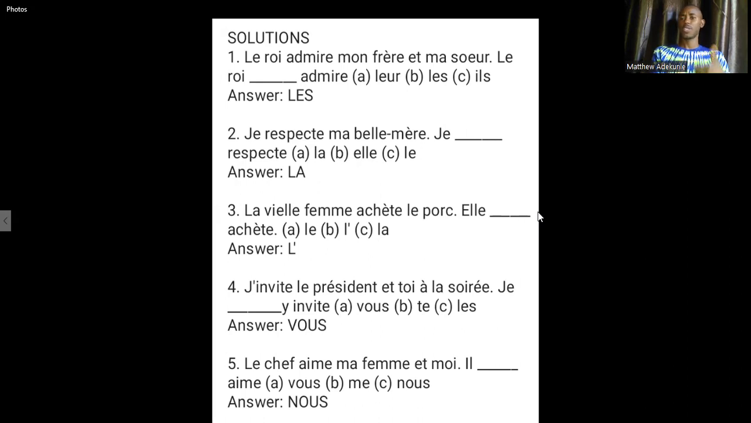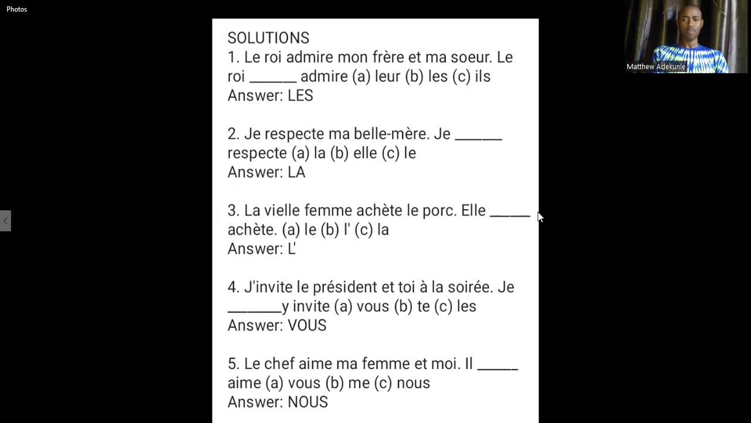But let's change that question to "je respecte mon beau-père". I respect my father-in-law. Now, this time around, we cannot pick "la" because father-in-law is masculine. So in other words, we'll be picking "le". So we say "je le respecte". I respect him.